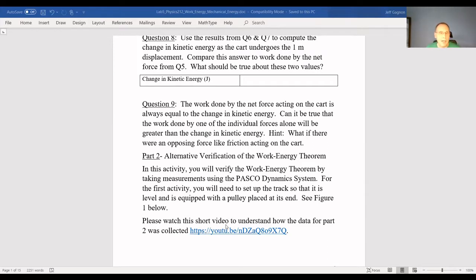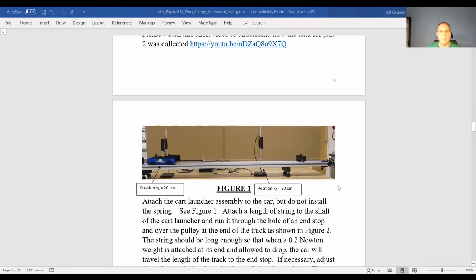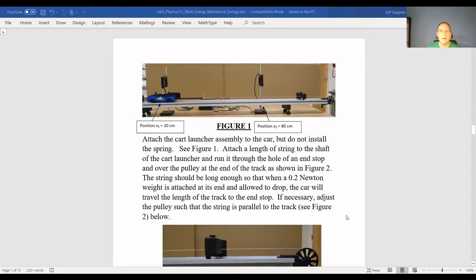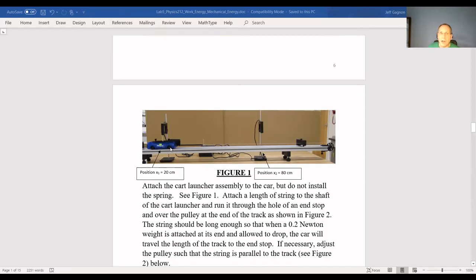So to get a good idea of how I collected this data, please make sure you watch this short video on how I collected the data for this first part of part two of the experiment. Basically, here's a picture. We have the Pasco car. It's going to start at a position of 20 centimeters. There's a string connected to it. It goes over a pulley, and there's a little suspended mass here. Actually, you can see better in this picture. So here's a suspended mass. It starts at rest. We release the car.